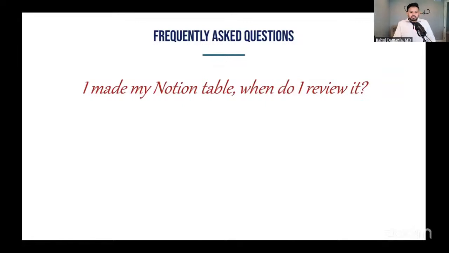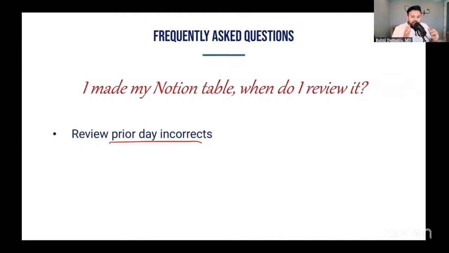Frequently asked questions. I made a Notion template. Now, when do I review it? What I like to do is I call this the day prior approach. The day prior approach is if today is Tuesday, I am reviewing all the notes that I took on the prior day. I don't get cute. I just do the prior day, the prior day, the prior day.